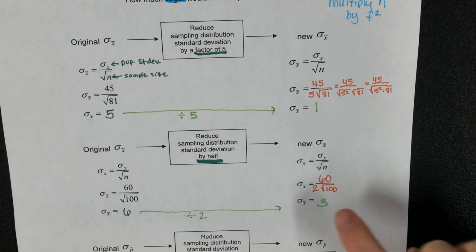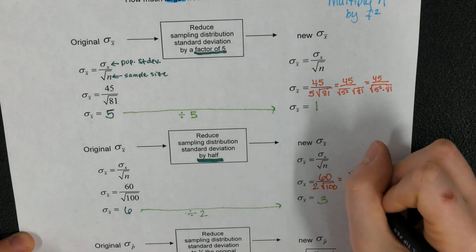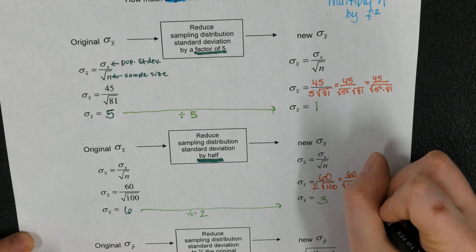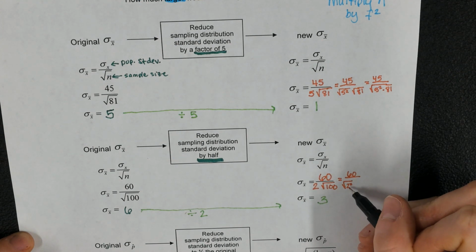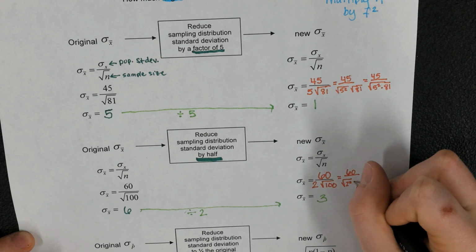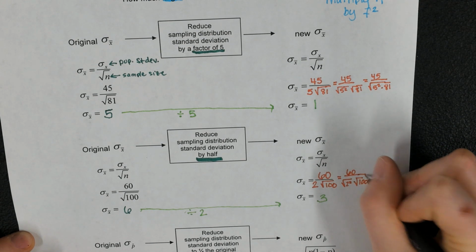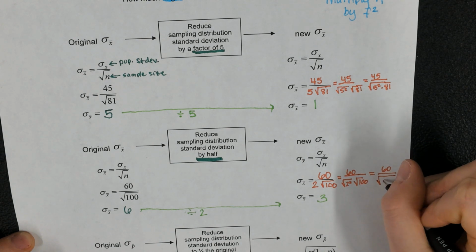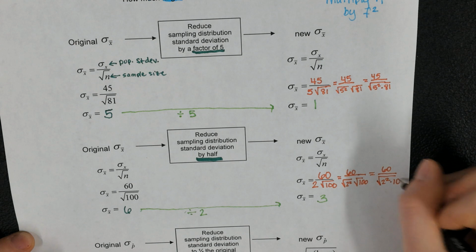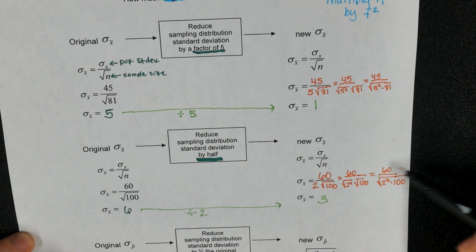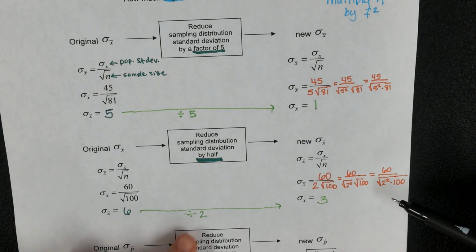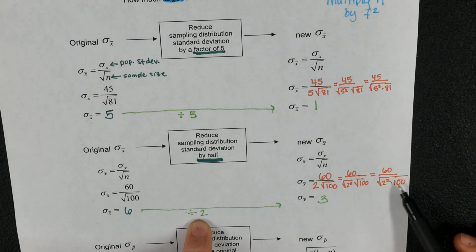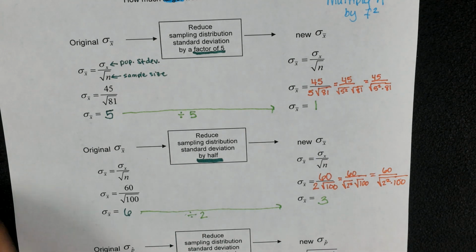Again, if I want to rewrite this, I could hypothetically rewrite it as 60 over the square root of 2 squared. It's the same thing as 2 times the square root of 100. And if I really wanted to, I could rewrite it as the square root of 2 squared times 100. In this case, you would still see that if I want to reduce my standard deviation by a factor of 2, I'm going to have to multiply my n.